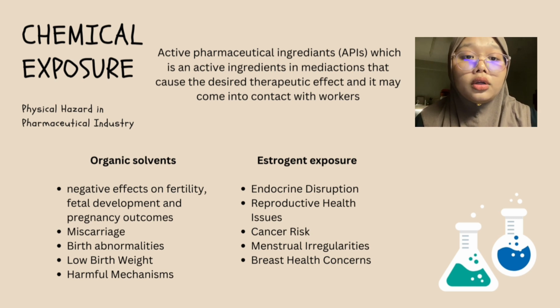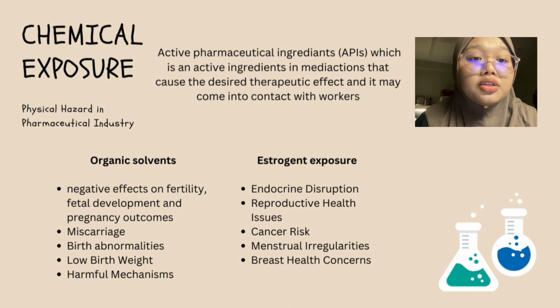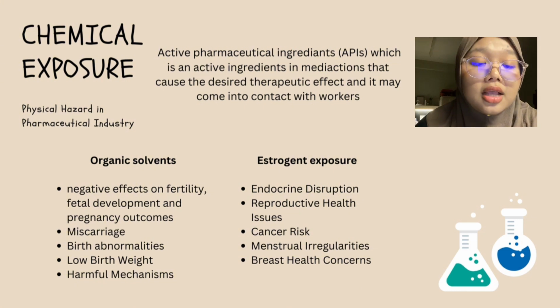So number four, menstrual irregularities. Female workers may experience disruption in their menstrual cycles due to estrogen exposure. This can manifest as irregular periods or changes in menstrual flow.